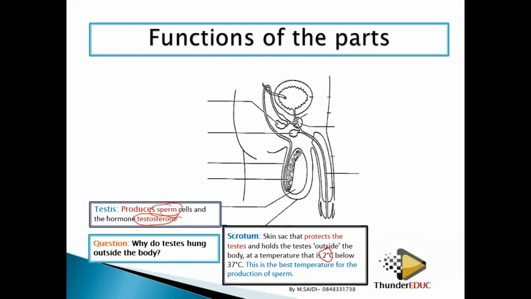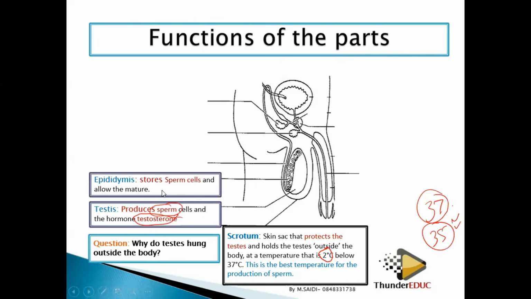Why is the testis supposed to be kept at a temperature less than the body by 2 degrees? We know that the body temperature is 37. So if it's 37 or 37.5, then the testis temperature should be around 35. Why? Because this is the favorable, optimum temperature for sperm production. So this is the best temperature for production of the sperms.